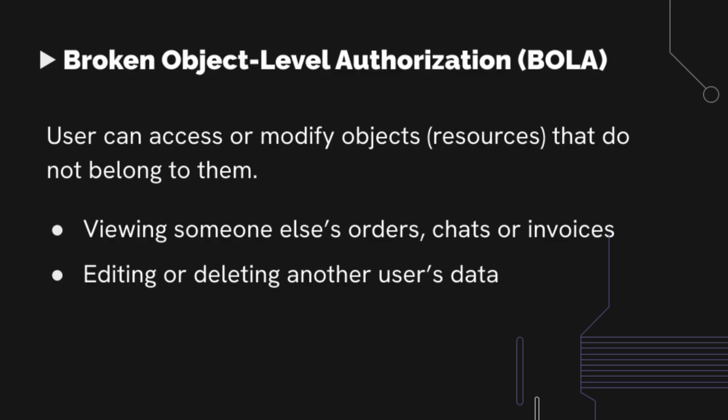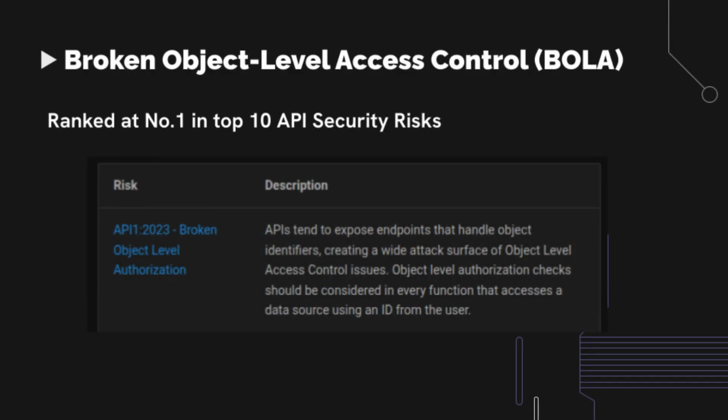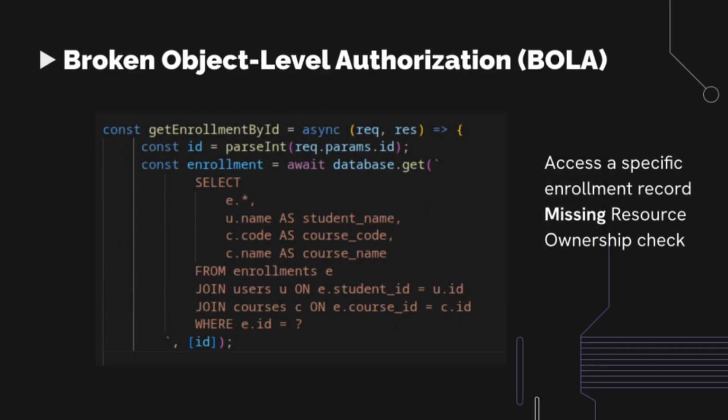But what if some user might be able to view someone else's records by exploiting the vulnerability? Similarly, they could even edit or delete another user's data. This is a critical security issue because the system fails to properly restrict access at the object or resource level. This vulnerability is very dangerous and it is ranked number 1 by OWASP in the list of top 10 API security risks. Let's understand this with an example.